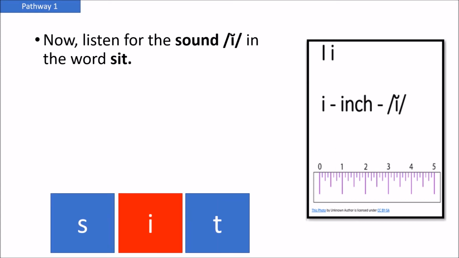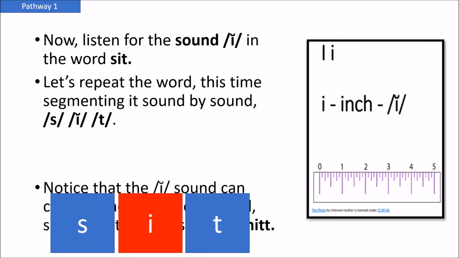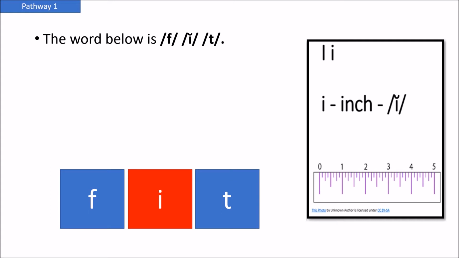Now, listen for the sound I in the word sit. Let's repeat the word, this time segmenting it sound by sound. S, i, t, sit. Notice that the I sound can come in the middle of a word, such as in the words sit and mitt.